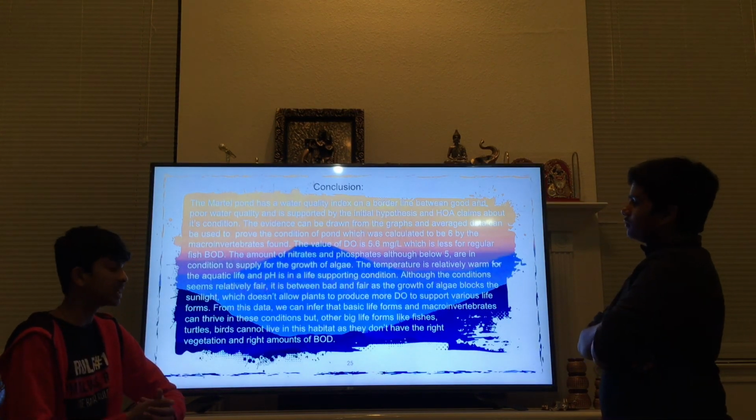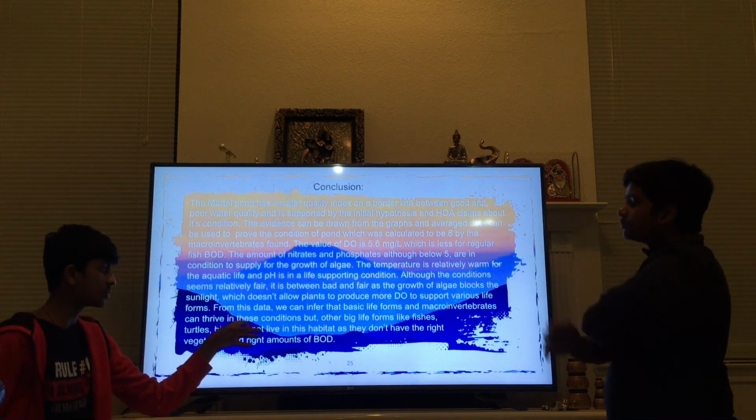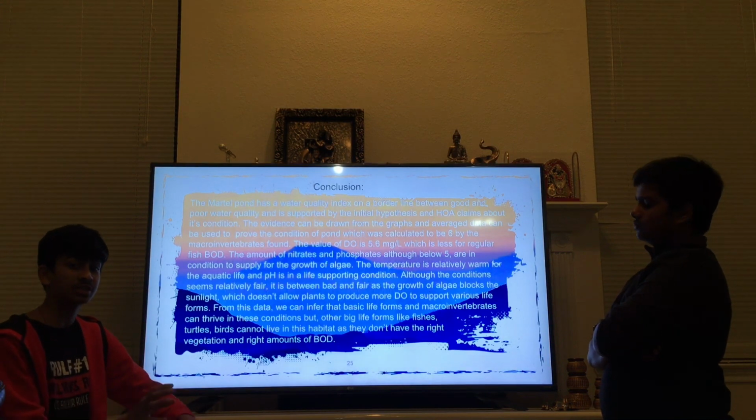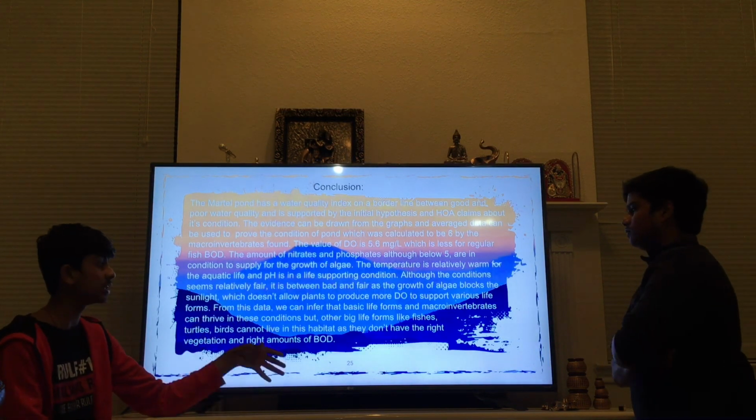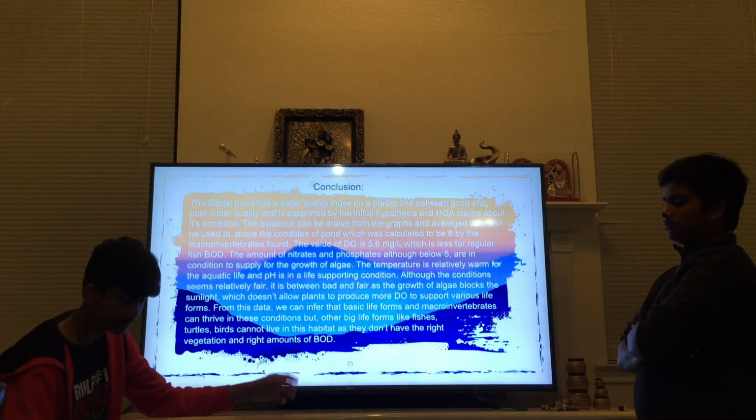So in conclusion, the HOA can implement all these solutions in this pond in order to increase its DO and decrease its BOD and all the other factors like turbidity, etc., in order to maintain a good water quality and also increase the water quality index of the pond.